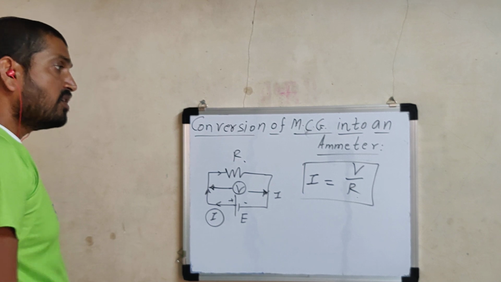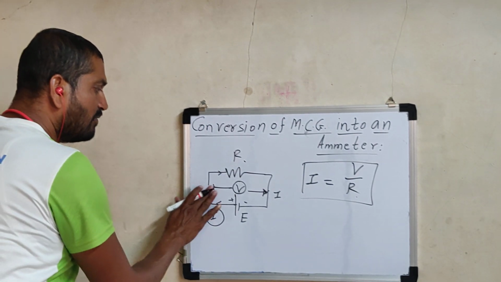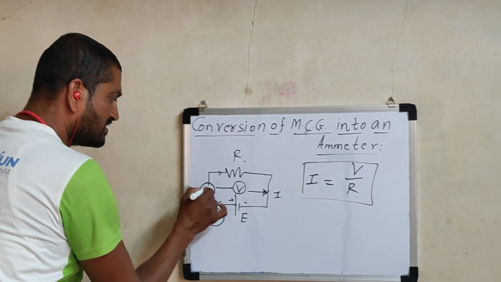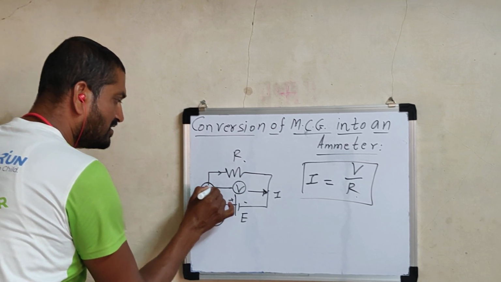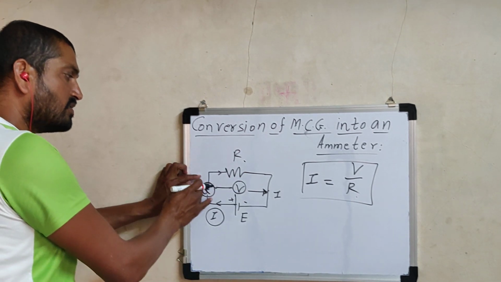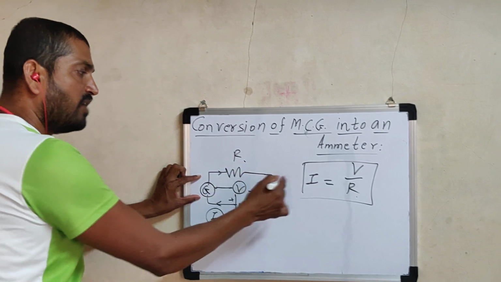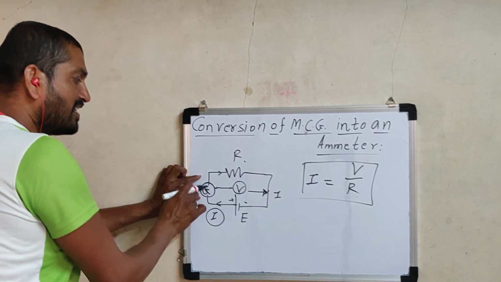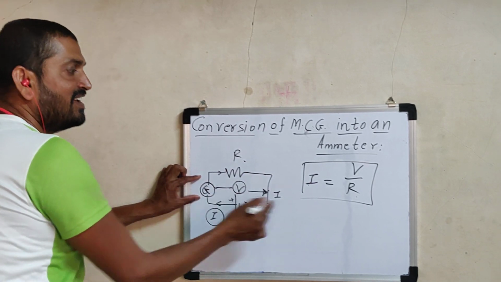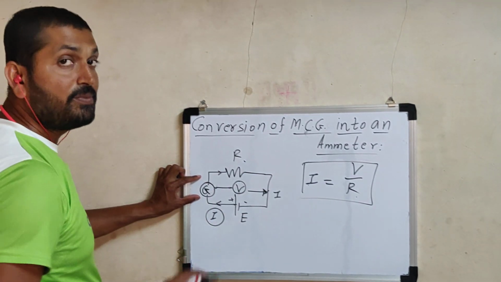But if we use a galvanometer to measure current, it is always connected in series. Suppose this is the galvanometer under consideration, which is used to measure current. When this galvanometer is used, it is always connected in series so that the entire current flows through it and we can measure it. But as soon as the galvanometer is introduced, the current to be measured will be reduced.